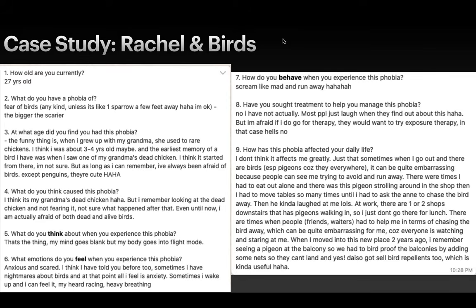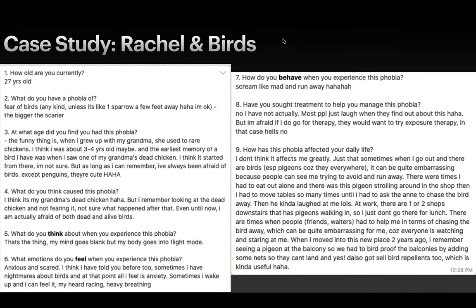Now, I did ask her, how has this phobia affected your daily life? She said, I don't think it affects me greatly, just that sometimes when I go out and there are birds, especially pigeons because they're everywhere, it can be quite embarrassing because people can see me trying to avoid and run away. There were times I had to eat out alone because there was this pigeon strolling around in the shop, and I had to move tables so many times until I had to ask the Anne, Anne is the Tamil word for older brother, right, to chase the bird away. Then he kind of laughed at me.